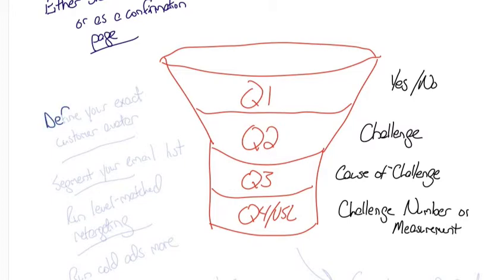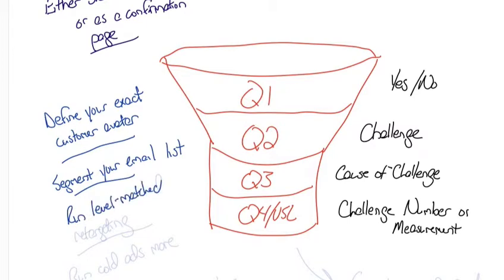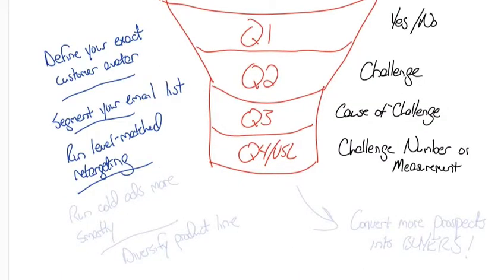What this helps you do as people move through your segmentation survey is define your customer avatar, your exact customer avatar. It also lets you segment your email list and segment your marketing based on what challenge they have right now in the moment. You can also run level matched retargeting, so you can run retargeting campaigns based on their answers and the pages they visit. You can also run cold ads more smartly, speaking directly to the challenge in lookalike groups. You can also send them to the pages they are most likely to convert on.